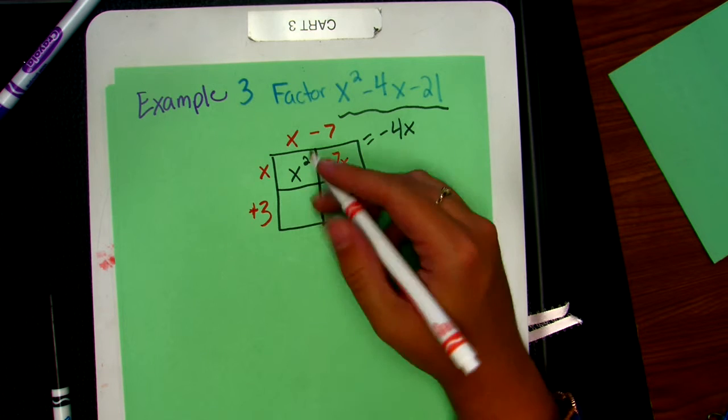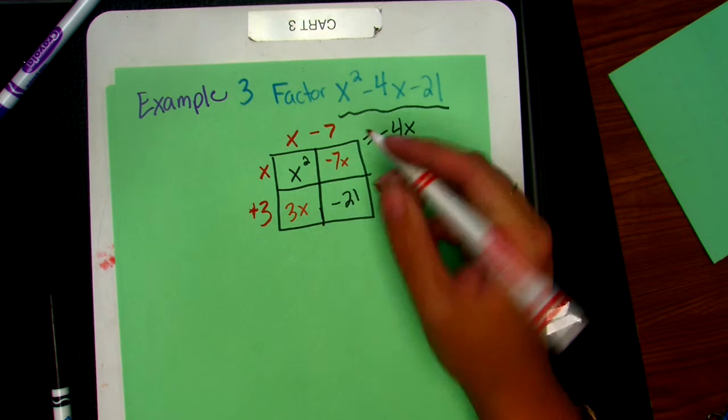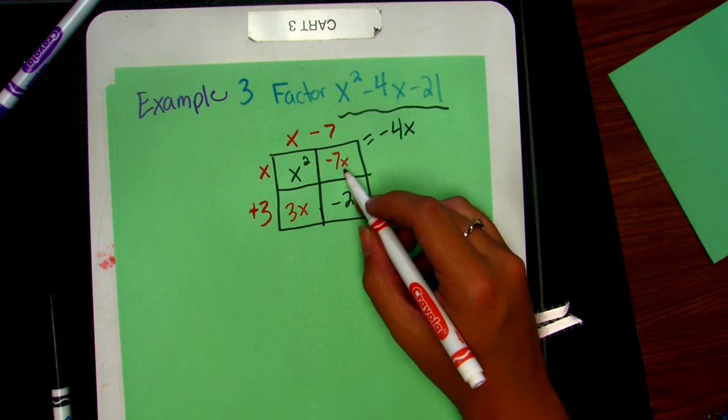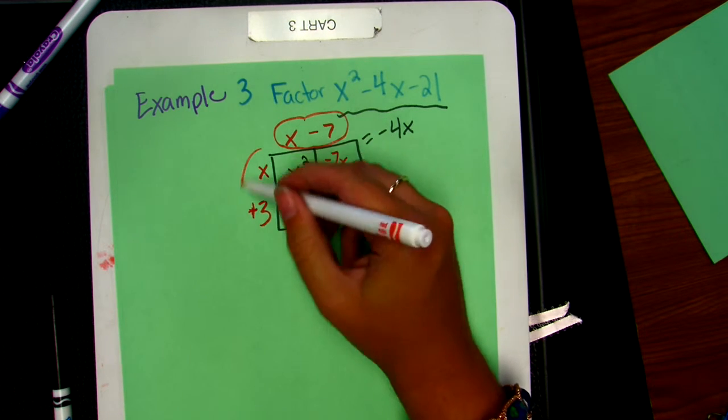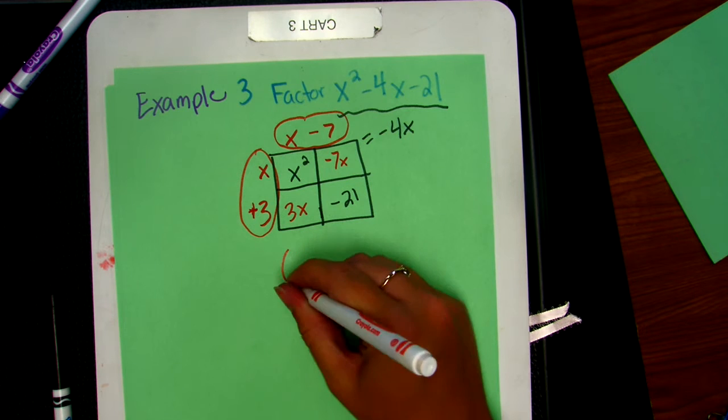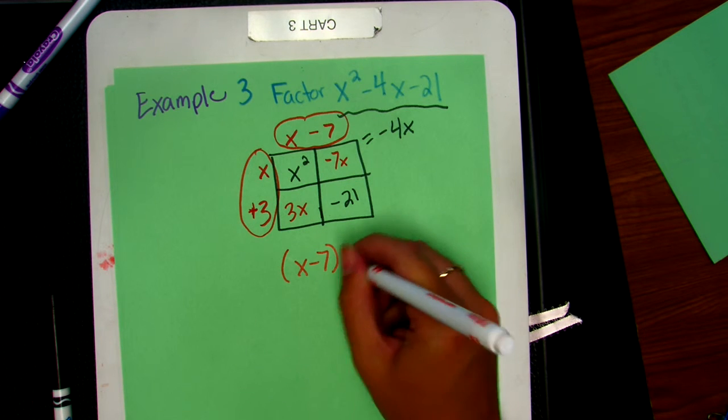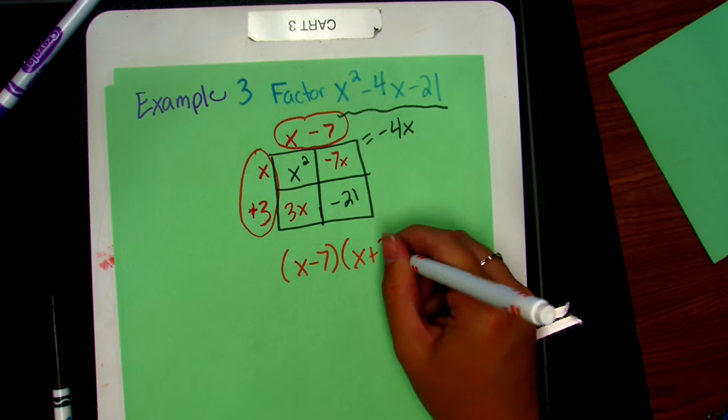And then x times 3 is 3x. And then 3x plus negative 7x is negative 4x. So here's one factor, and here's the second factor. So I get the answer x minus 7 times x plus 3.